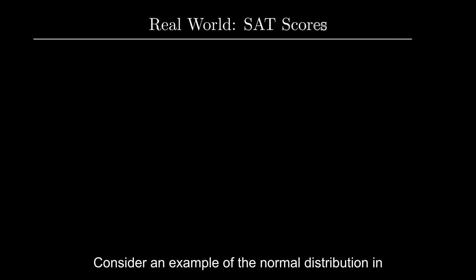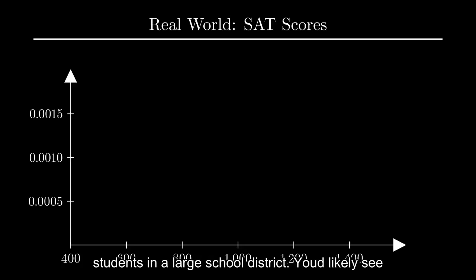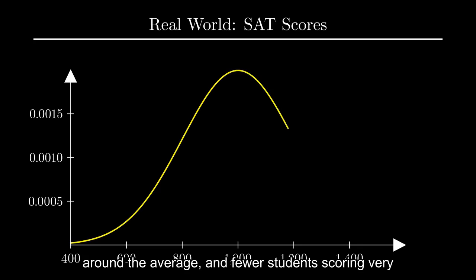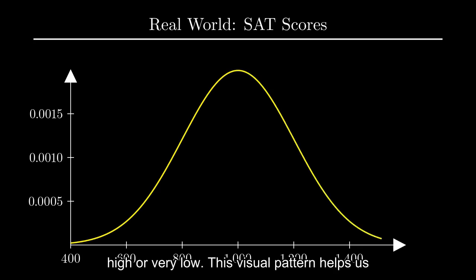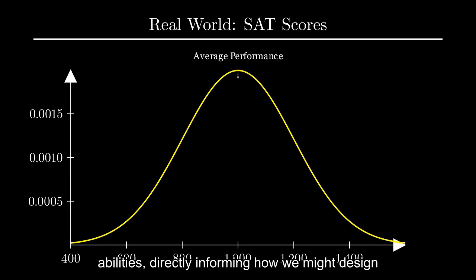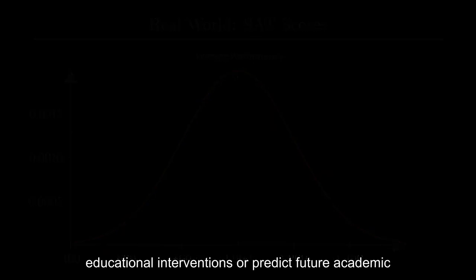Consider an example of the normal distribution in action. Imagine plotting the SAT scores of all students in a large school district. You'd likely see a bell-shaped curve, with most scores clustered around the average, and fewer students scoring very high or very low. This visual pattern helps us understand the typical performance and the spread of abilities, directly informing how we might design educational interventions or predict future academic success.